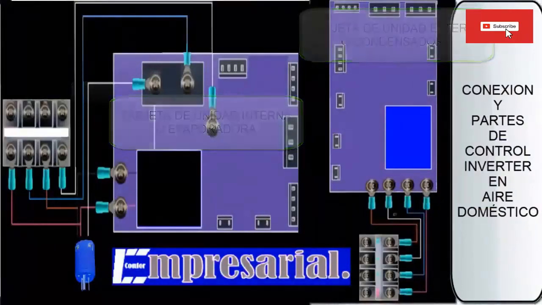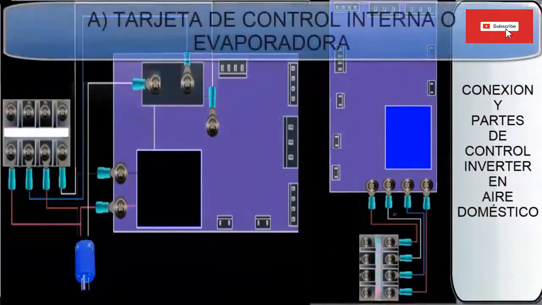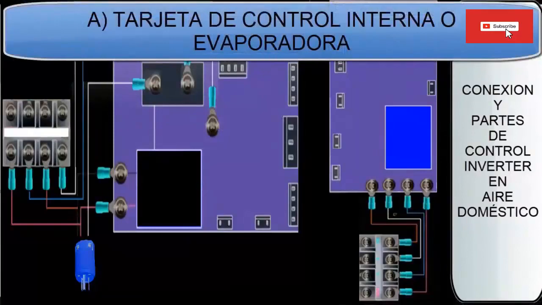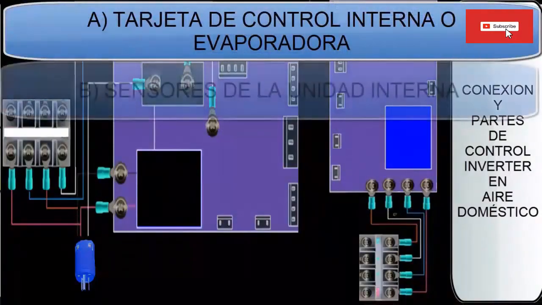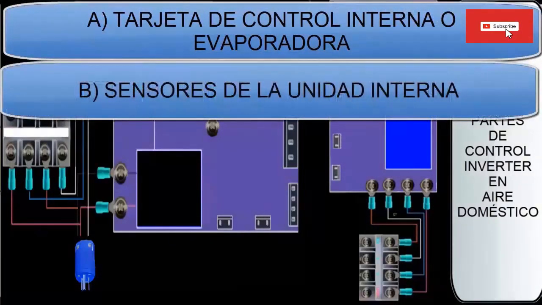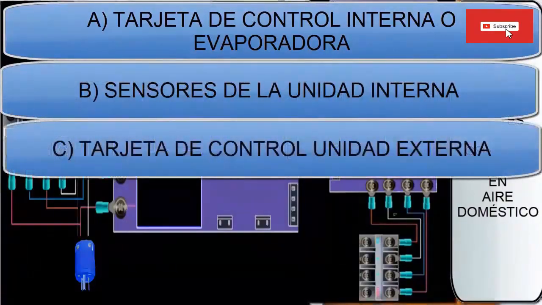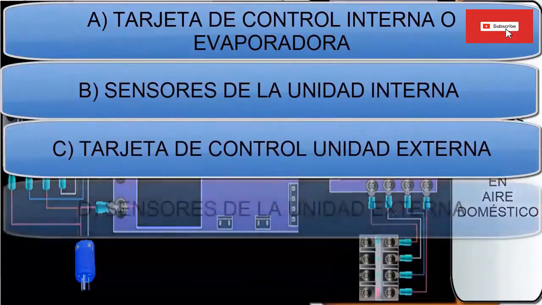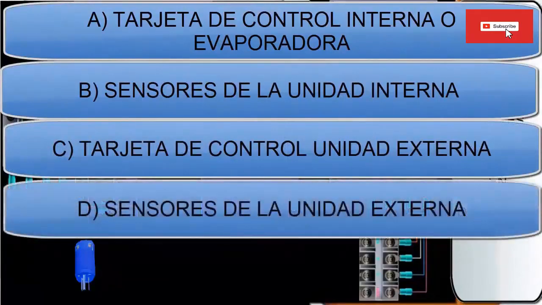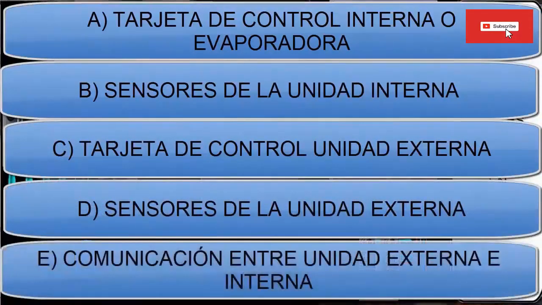The main parts of the inverter system in an air conditioner are: A. Internal evaporator unit control card. B. Internal unit sensors. C. External condensing unit control card. D. Sensors of the external unit. And E. the communication connection between the external and internal unit.